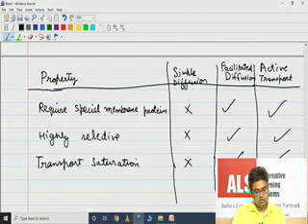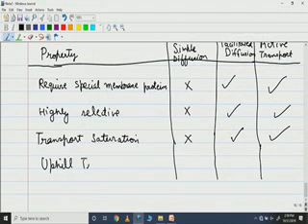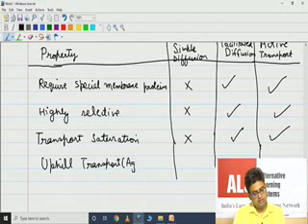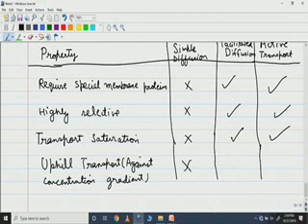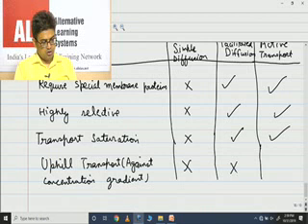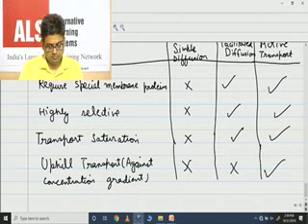Transport against the concentration gradient is called uphill transport. Uphill transport means against the concentration gradient. Is it possible in simple diffusion? You say it cannot be possible. It is possible only in active transport. Okay.